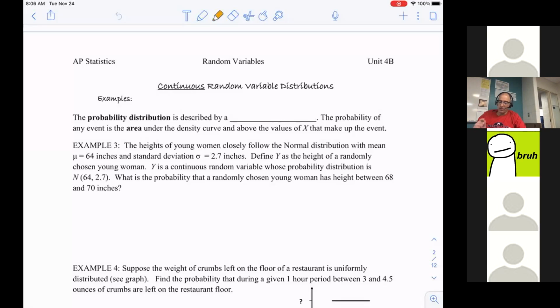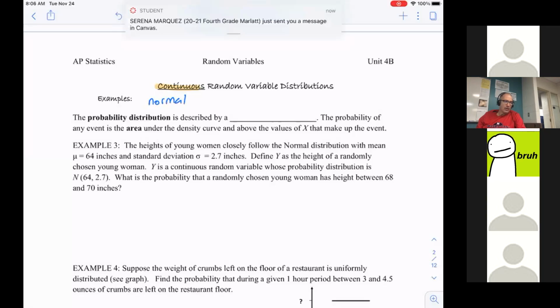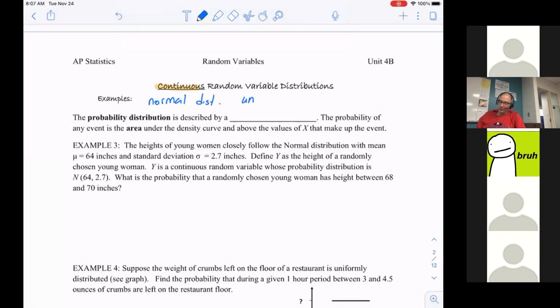Here we go. Yesterday was the discrete random variables, so we talked about specific outcomes. Today is going to be continuous. We have some examples of continuous that we've already talked about way back in chapter 1B. Our example of a continuous one is a normal distribution, or a uniform distribution. Those are the two examples that we'll hit this morning.